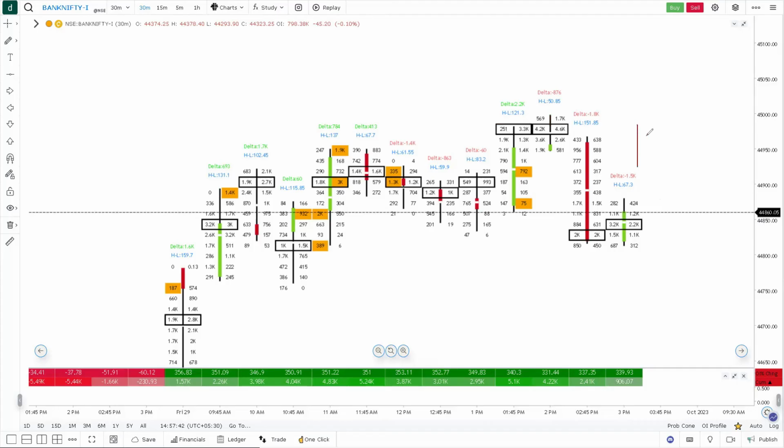Again, you only trade when the price is going in that unfinished business direction. Don't take the trade just because there is an unfinished business.